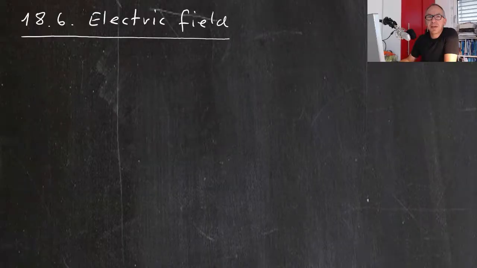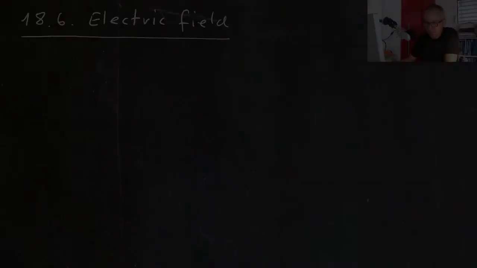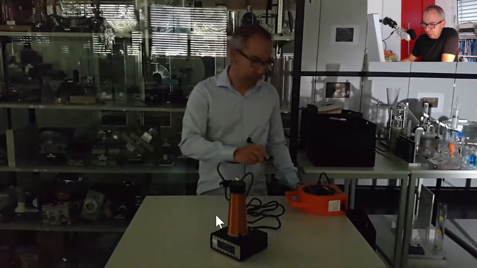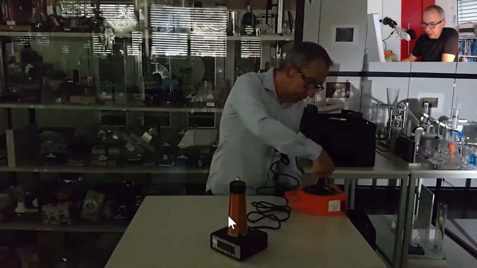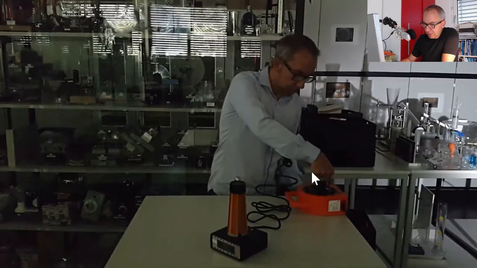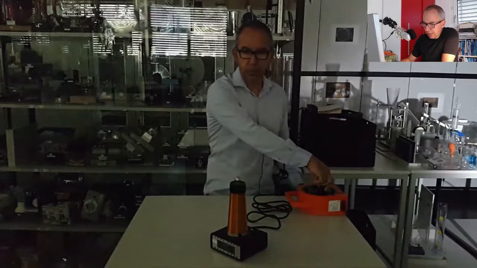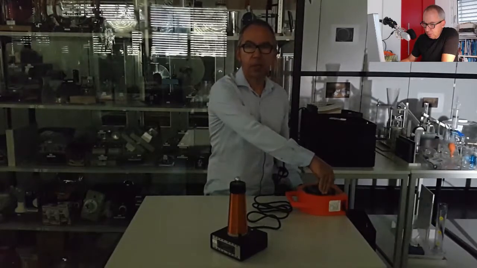Hello everybody. In chapter 18.6 we will look at electric fields. So let's start with a small experiment. Here it is dark on purpose and you see a so-called Tesla generator here. And if it is plugged in, it makes some noise, but you actually can't see anything. So what is this object doing?